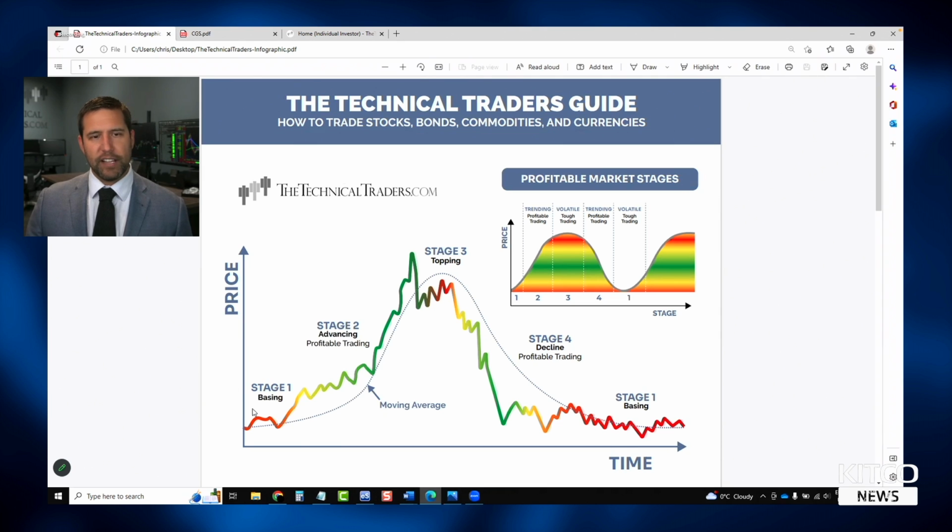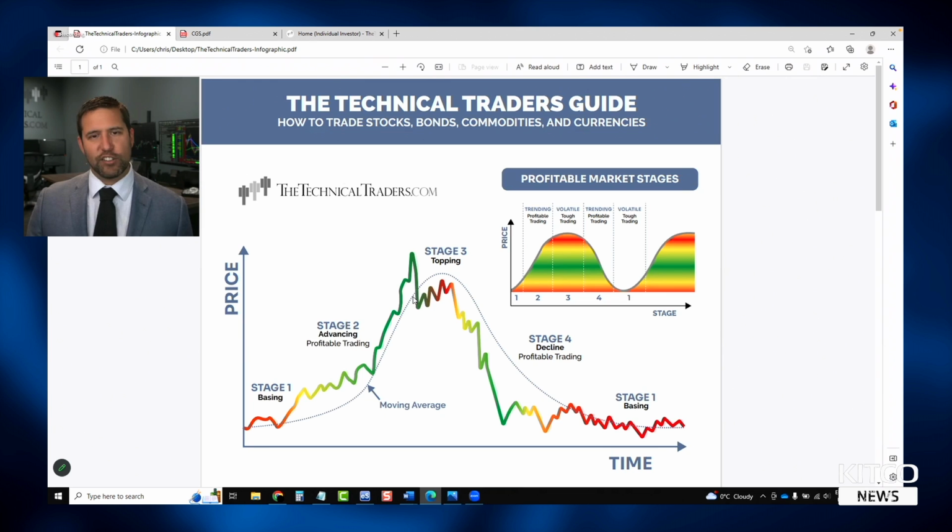But there are 4 stages. Stage 1 is a basing stage, and I've got it red on here simply because stage 1 is a very difficult time to trade. It's usually choppy markets, not a lot of opportunity, so you're best to steer clear. They're dangerous. Stage 2 is a bull market phase, and it's green because there's a strong trend. We make money when things are trending and have big moves.